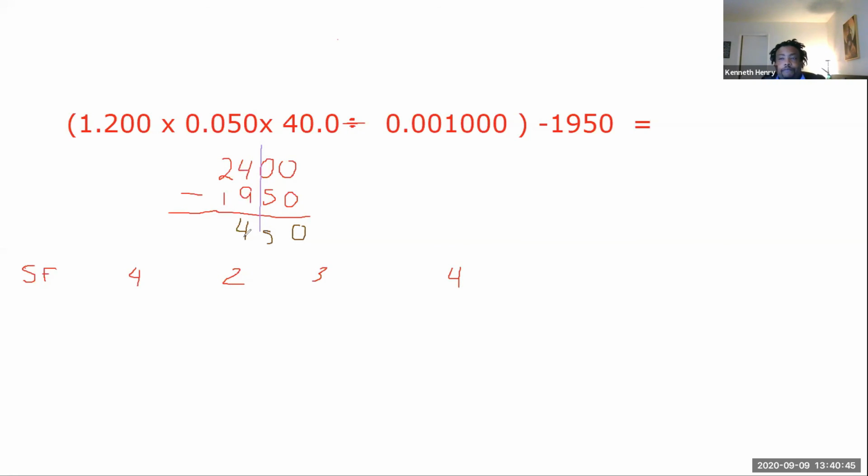Okay, so 450. The final answer. How many sig figs should it have? And what will I round it to? Or will I round it? Aren't we keeping 2 sig figs? Then I'm not going to round it. I'm going to leave it alone. Is that what you're telling me? I think you would leave it. So I'm just going to leave it at 450.